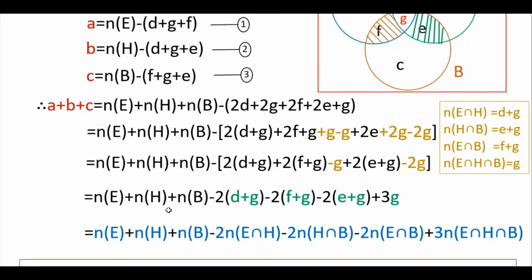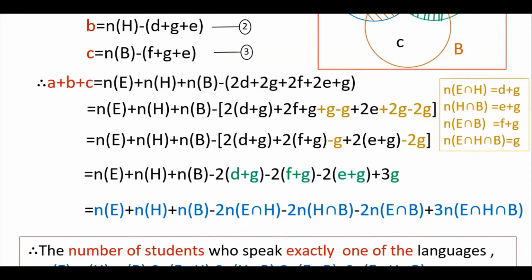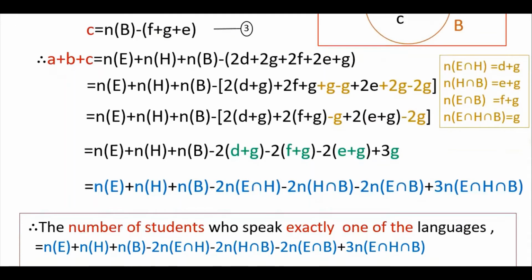Now this you have to write all these things, and this one you know that 2 into here D plus G, that is N into E intersection H. Similarly, minus 2 into N into H intersection B. So you have to write all these values. So by using this, you can find the number of students who speak exactly one of the languages.